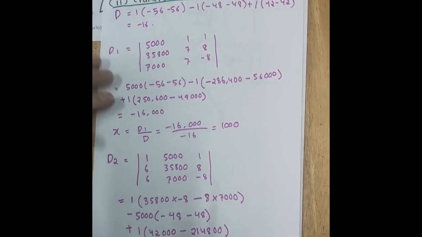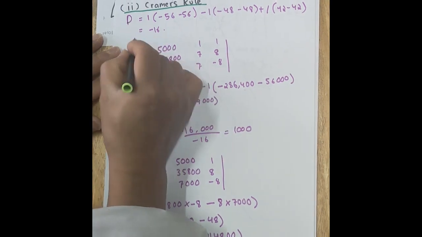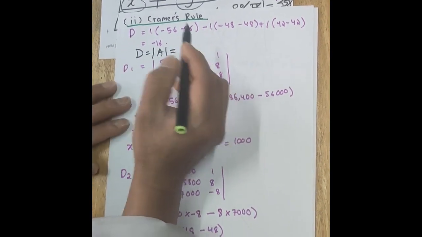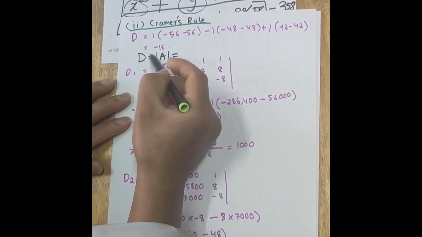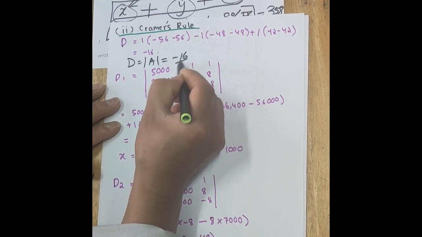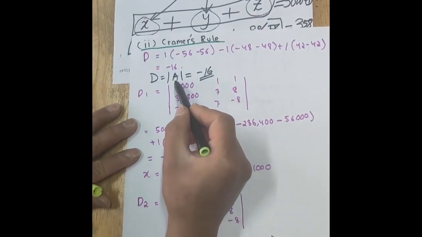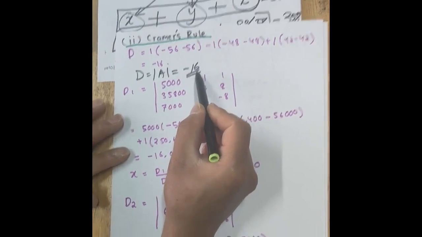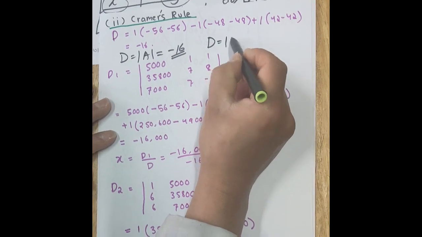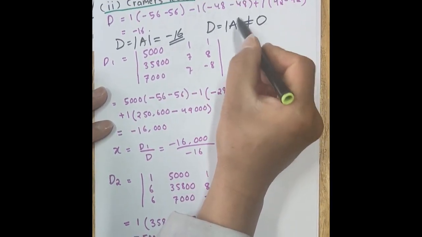What you have to do when you solve using the determinant method or Cramer's rule is that first you have to find the determinant of the coefficient matrix, the D here. D is the determinant of the coefficient matrix. When you find the determinant of the coefficient matrix A, our final answer is negative 16. Once you get it, you have to check whether the determinant of this coefficient matrix A is equal to 0 or not equal to 0.